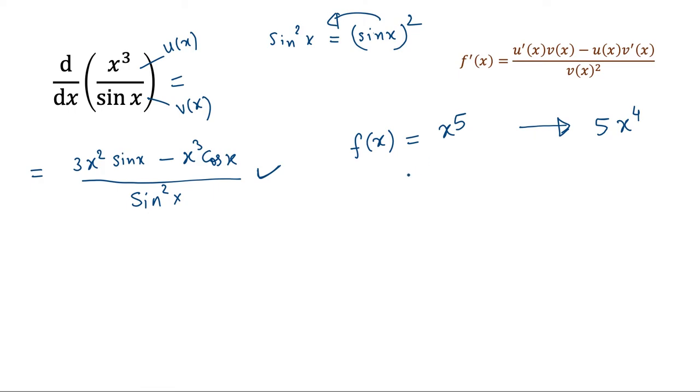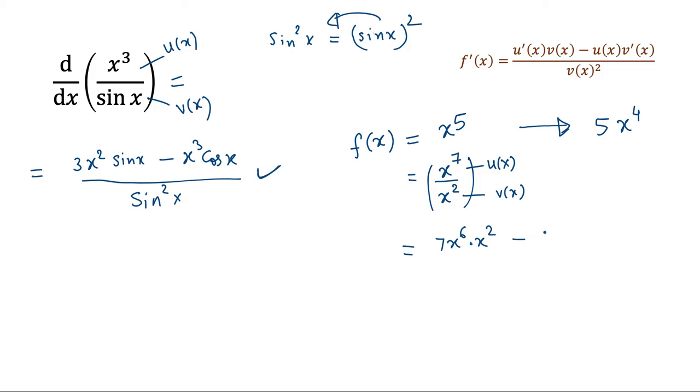5 comes as a multiplier and the power is decreased by 1. So what we will do here, we will write x raised to the power 5 as x raised to the power 7 divided by x squared. So these are the same terms. This x squared will cancel 2 of this power and we will get x^5. Just to write f(x) in the form of u(x) divided by v(x). So this becomes u(x), this becomes v(x). So what will be the derivative using this quotient rule? u prime x, which is 7x^6, we multiply by v(x), that is x squared.